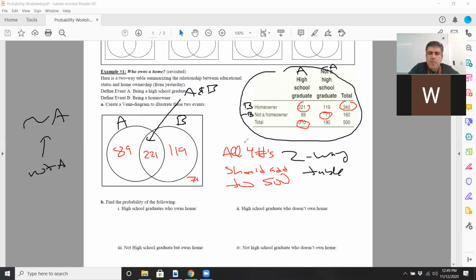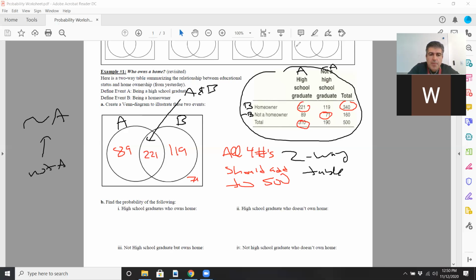Actually, I won't do a breakout room. I'll just give you guys 2 minutes to think about it. So you're going to do part B, parts 1, 2, 3, and 4. High school grads who own a home, what's the probability of that? What's the probability of getting a high school graduate who doesn't own a home, or not high school grad but owns a home, or not high school grad who doesn't own a home?